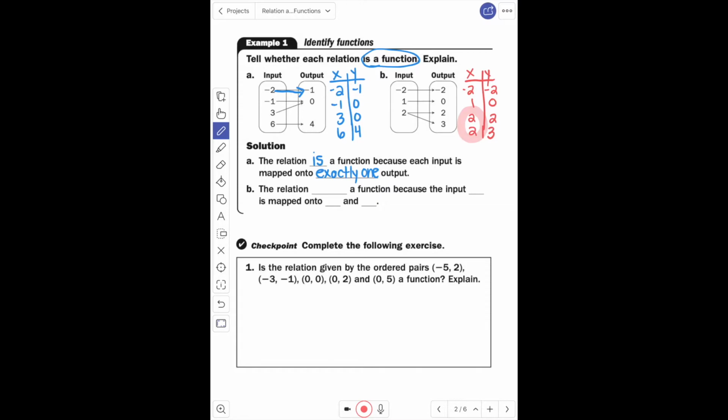And because I have repeating x values, this relation is not a function because the input 2 is mapped to 2 and 3. So it repeats itself. No repeating x values in order to be a function.